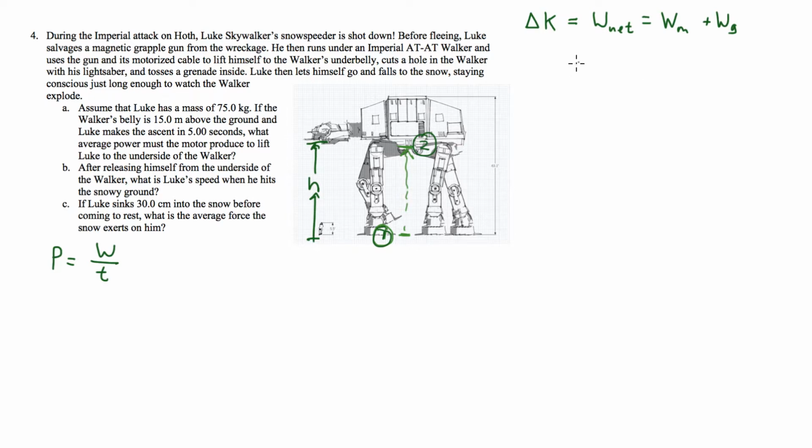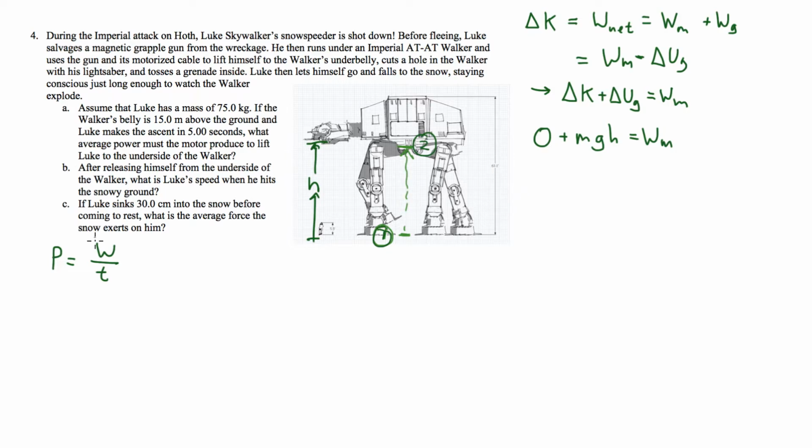And then you get that this is equal to the work done by the motor minus Luke's change in gravitational potential energy. So the change in kinetic energy plus the change in gravitational potential is how much work the motor has to do. That's not terribly hard, because the change in kinetic energy, if he starts and stops at rest, is 0. The change in gravitational potential is his weight times the height change, which is h. He goes up h. So the motor does work mgh.